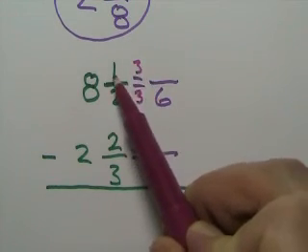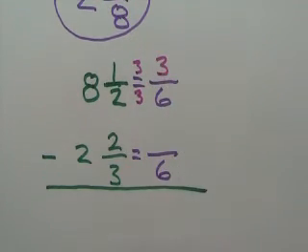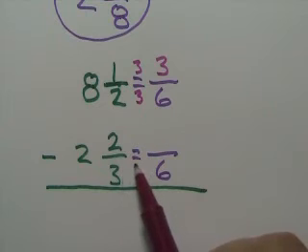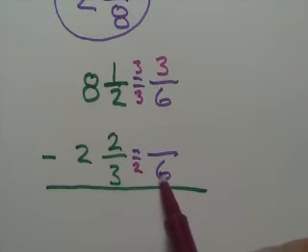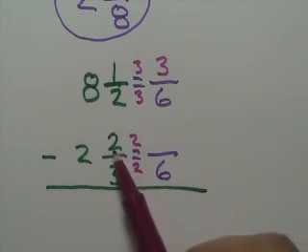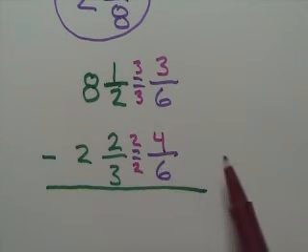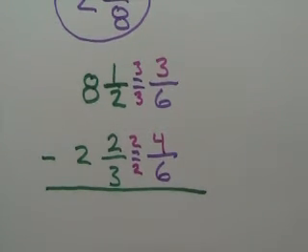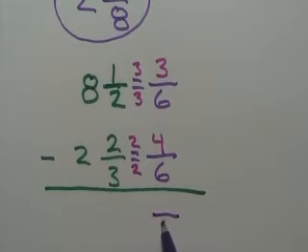I'm going to put that 3 up here. 1 times 3 is 3. On the bottom, 3 times 2 is 6. So I'll put that 2 up here. 2 times 2 is 4. Okay, so 6 is our common denominator.